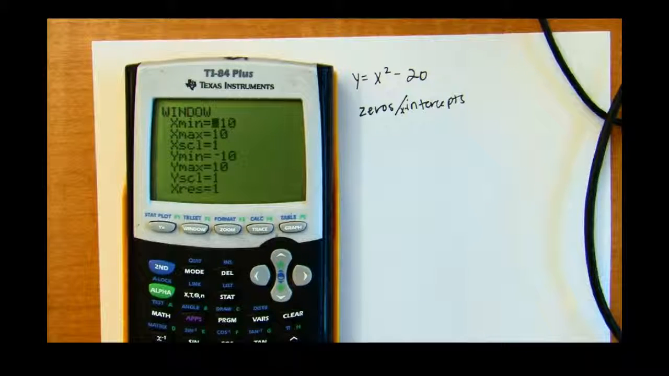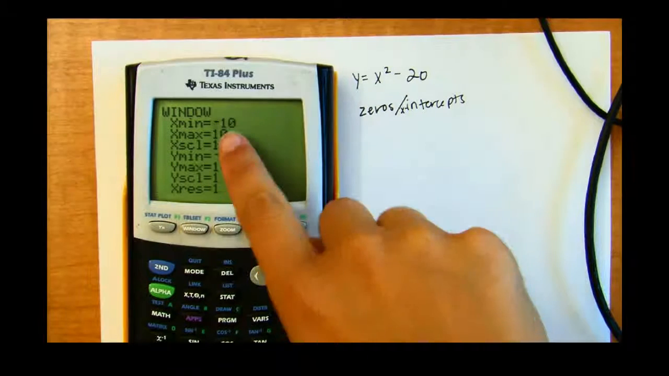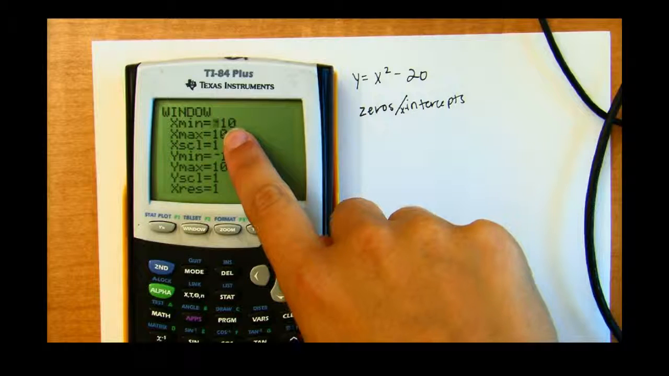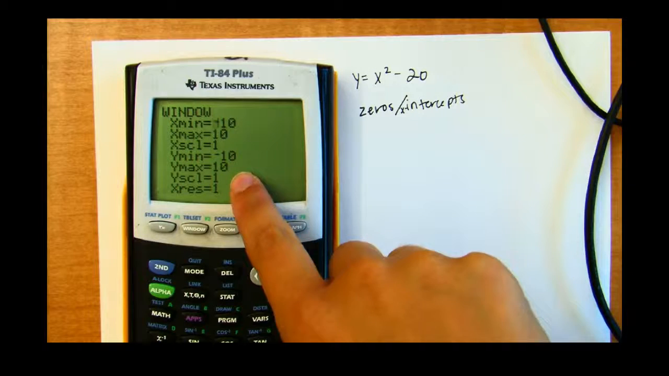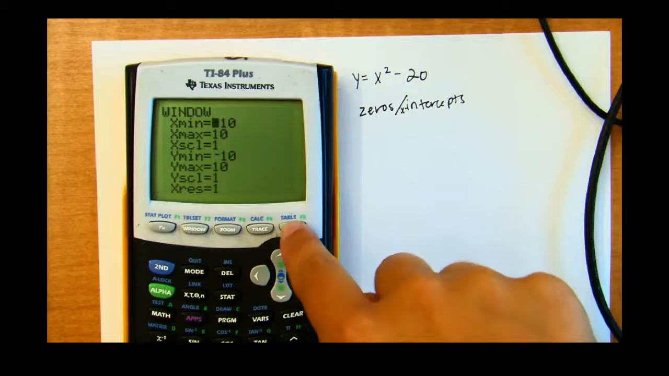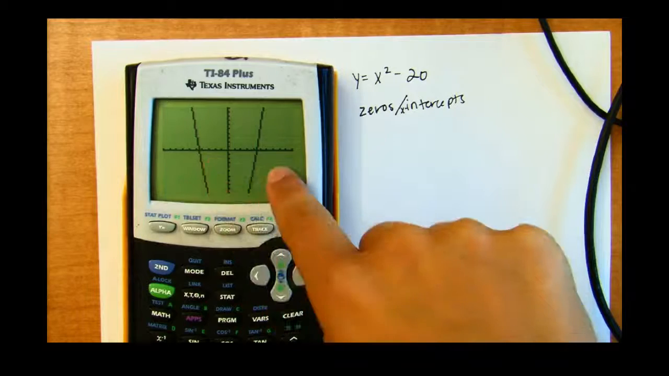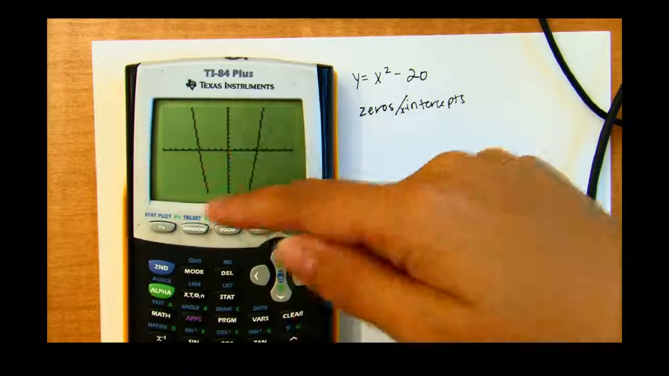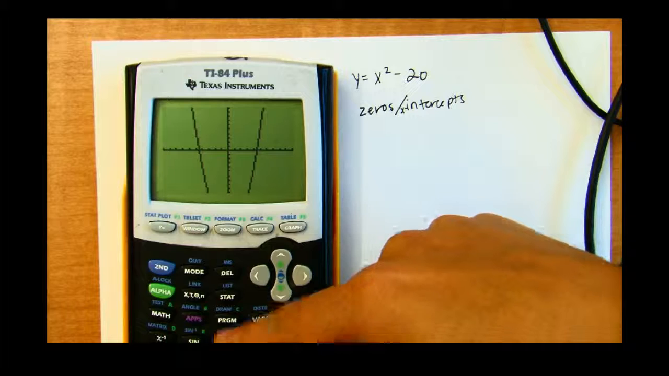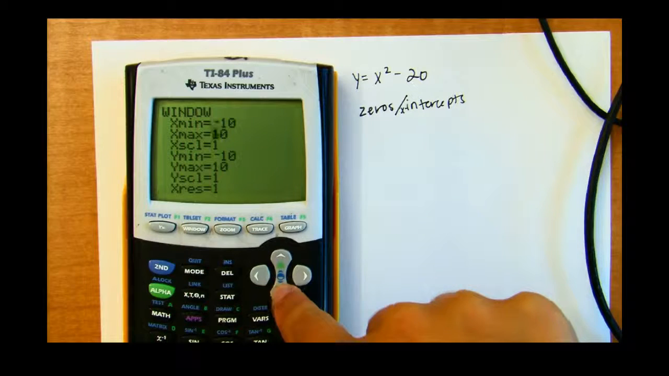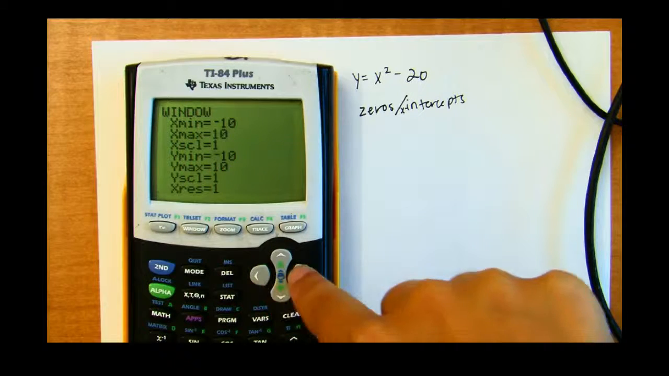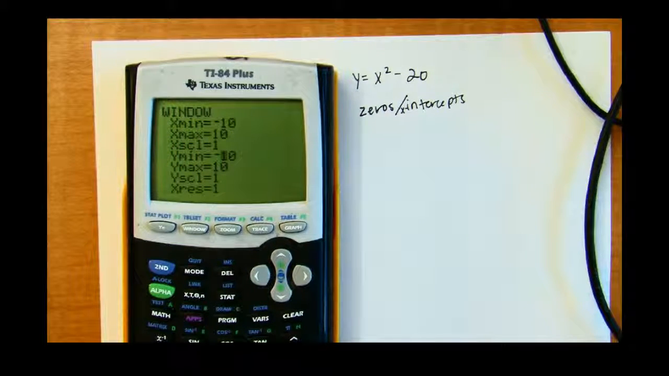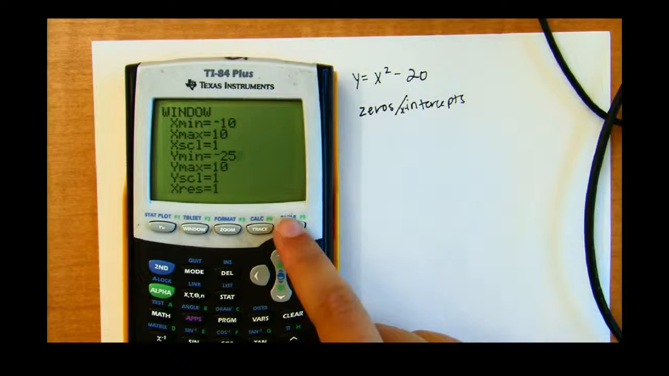Whenever you use Zoom Standard, it automatically sets your window to be from negative 10 to positive 10 on your x-axis, and from negative 10 to positive 10 on your y-axis. Just looking back at my graph, so this is negative 10 to positive 10, negative 10 to positive 10. I want to see further down on my y-axis. So I want to adjust my y minimum because that's my lower set of y values. And maybe I want to see all the way down to negative 25. Let's go ahead and graph and see what that shows us.